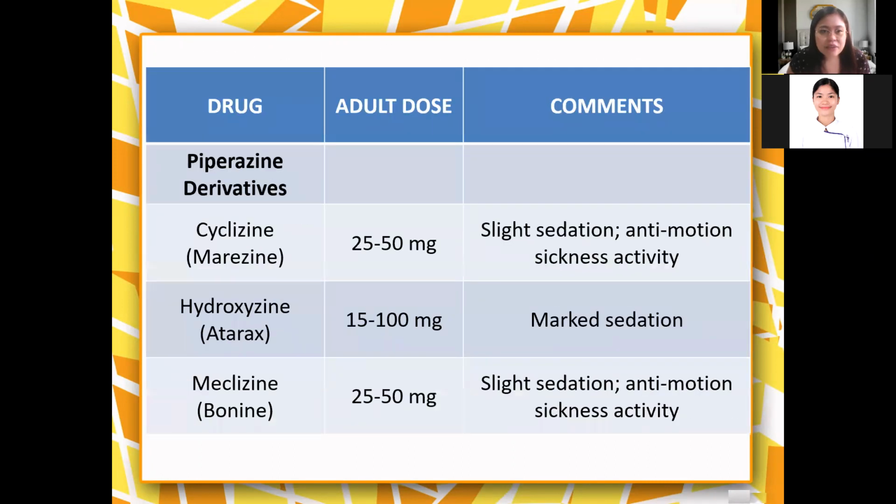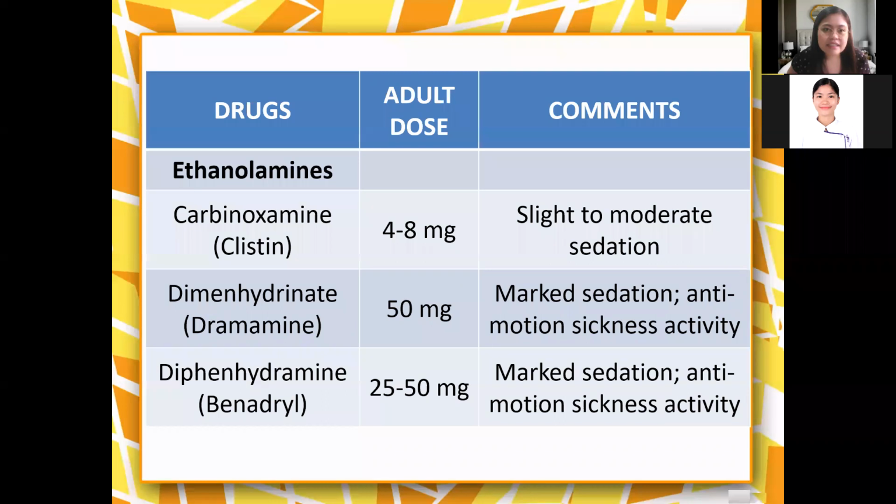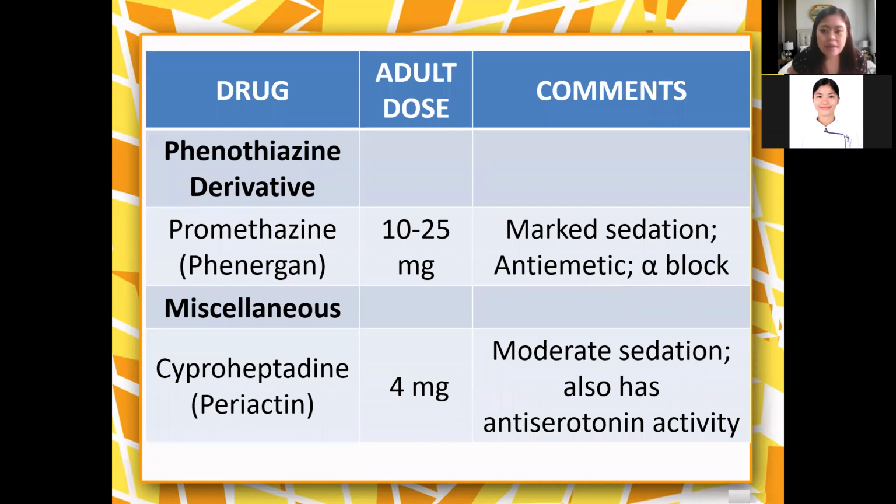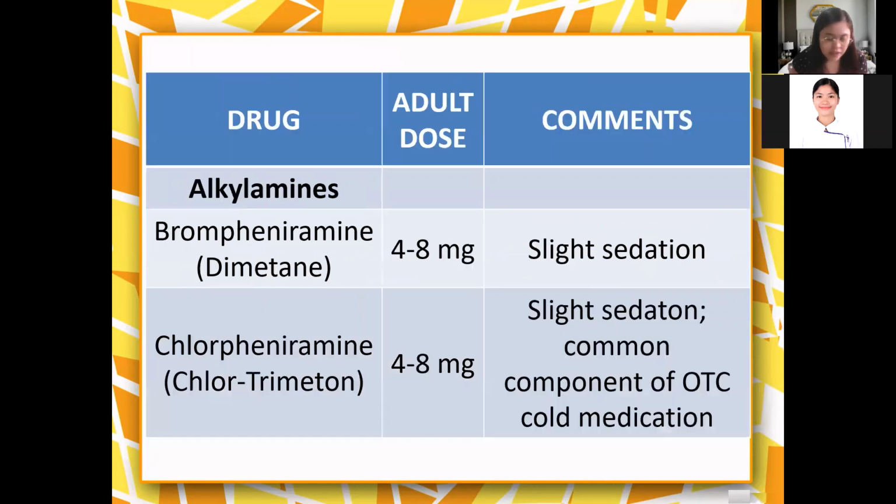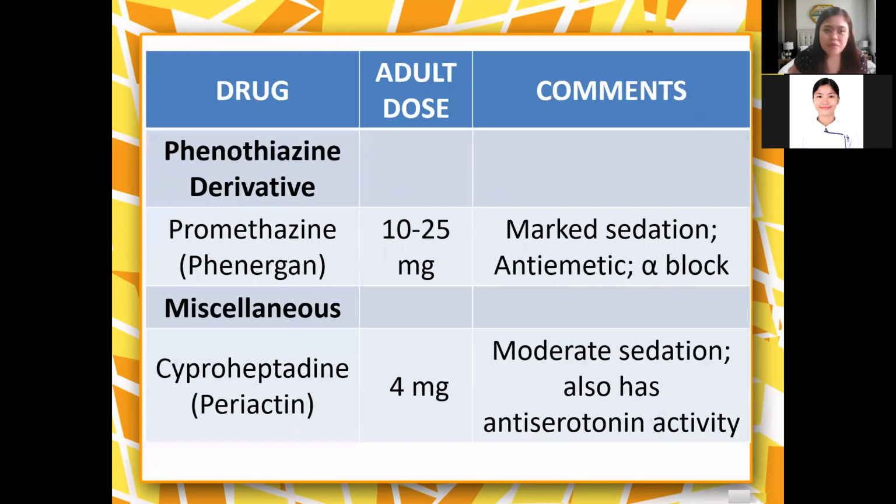Wait. Where did we end last time? I think we ended with the first generation antihistamines up to cyproheptadine. What you need to take note about the first generation is that there is always marked sedation. Since they are lipophilic, they can cross the blood-brain barrier and inhibit the effect of histamine in the brain. Histamine is always involved in our sleep pattern. Thus, if we inhibit that, there is sedation or drowsiness.